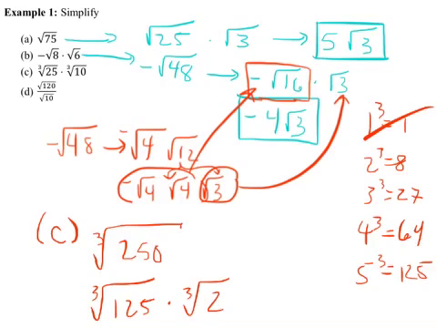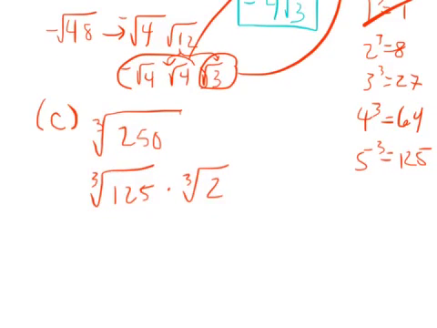Now, what's the cube root of 125? It's just 5. How do you know that? It's written on the board. Very good, Manny. Right here we look. We see 5 cubed is 125. So the cube root of 125 is just 5. So replace that with the number 5, please. And then leave behind the cube root of 2.